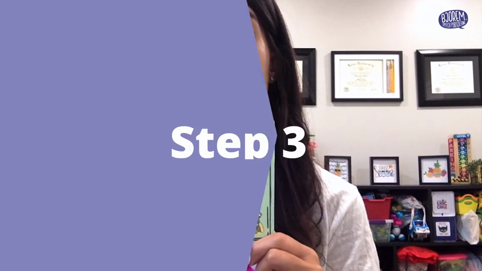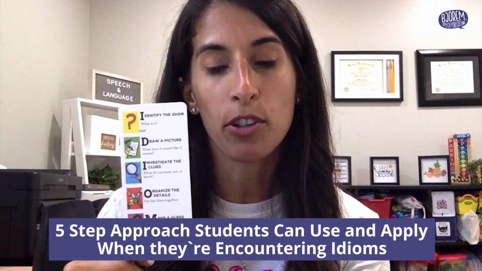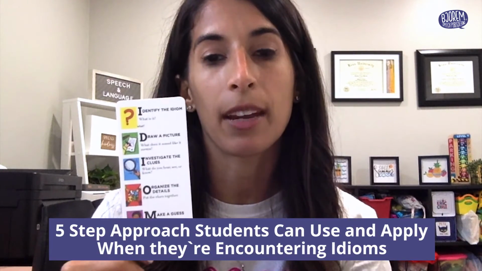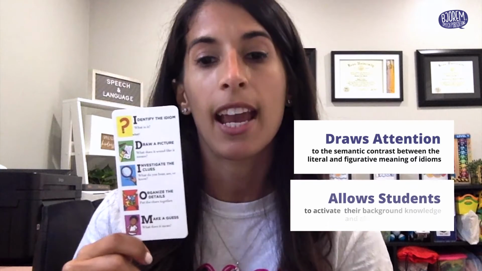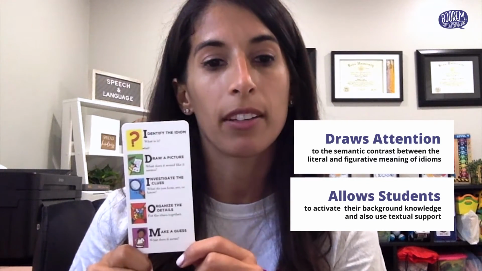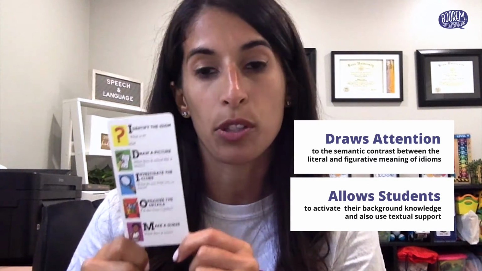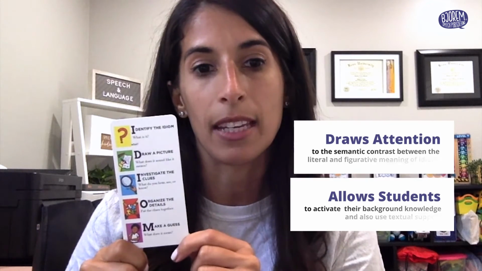So each session, this is going to be on your therapy table. You are going to ask your students, does it actually mean that somebody is standing under rain, snow, and the sun, or does it mean that somebody is sick? Step number 3 is where you're going to teach the 5-step approach that students can use and apply when they're encountering idioms. It draws attention to the semantic contrast between the literal and figurative meanings of idioms, and it allows students to activate their background knowledge and also use textual support so that they can understand what the idiom means.